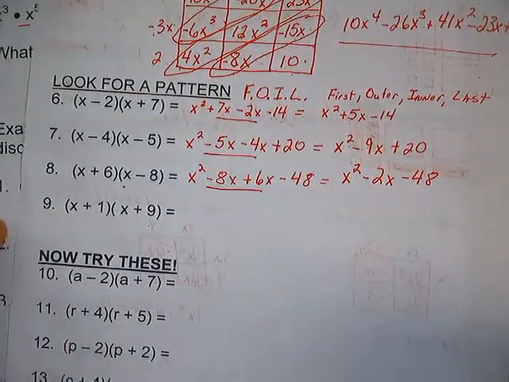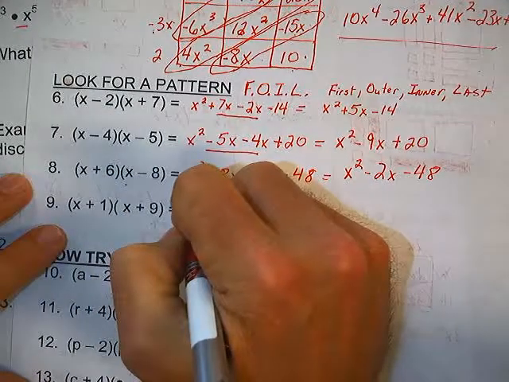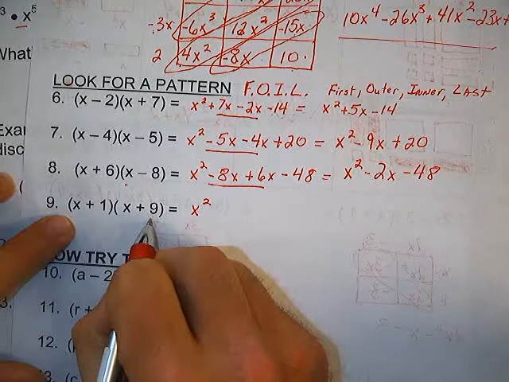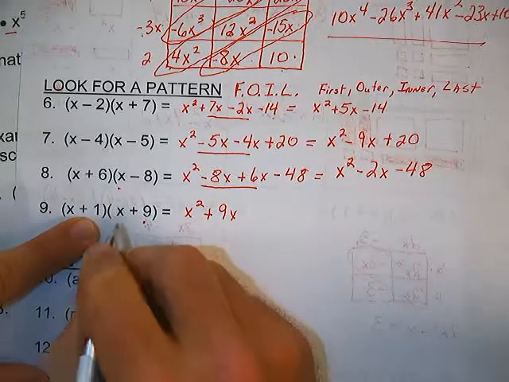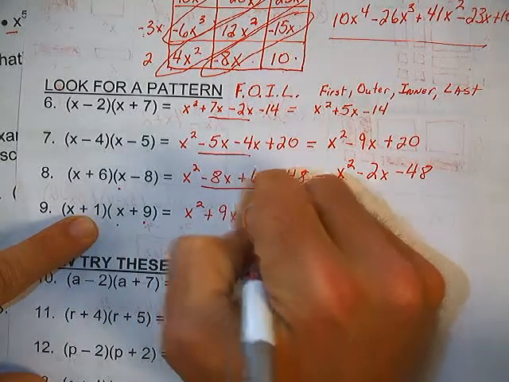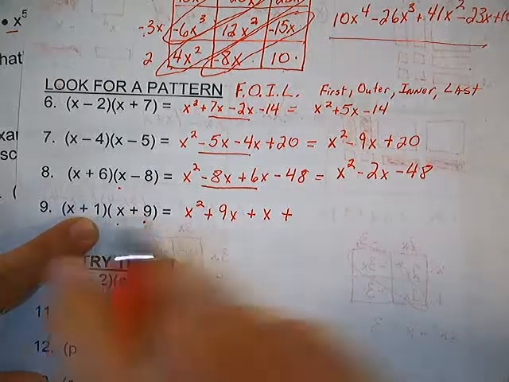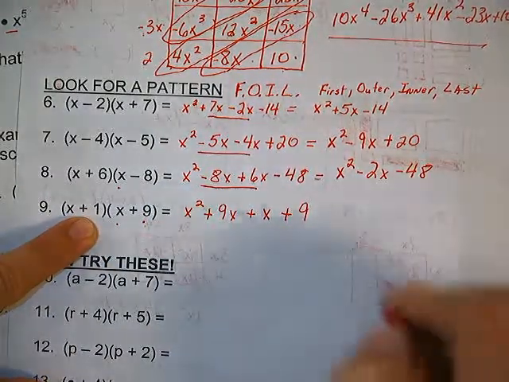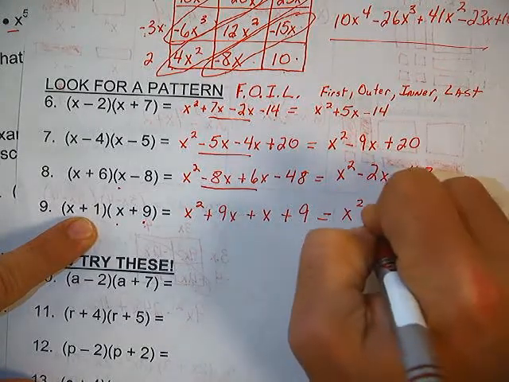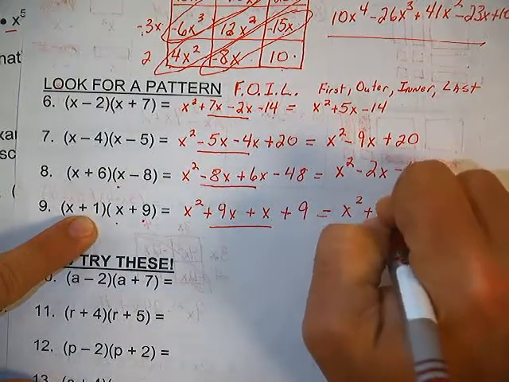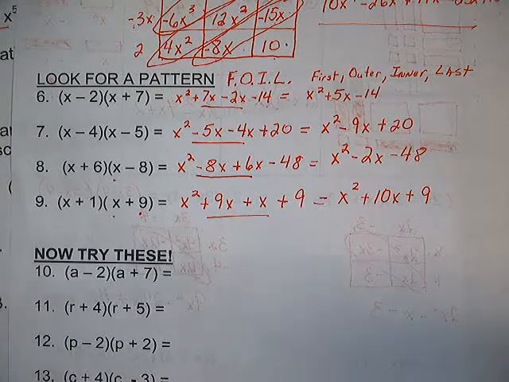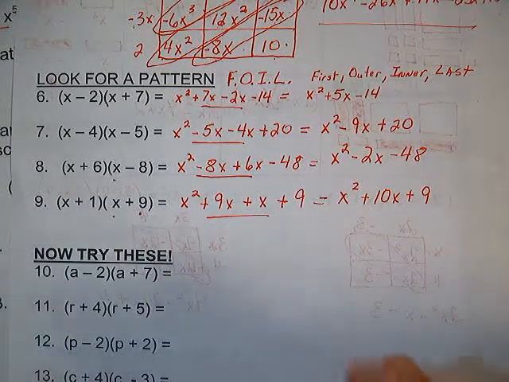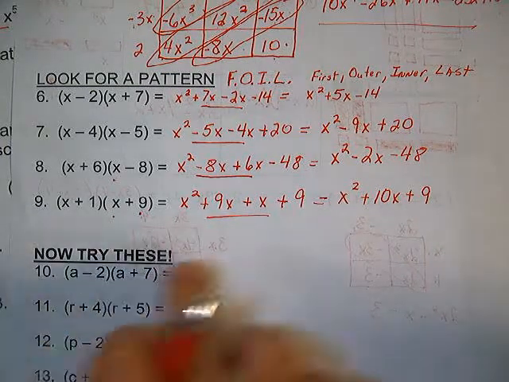Okay, number 9. FOIL first. X times x. X squared. Outer. Okay, 9 times x is 9x. Inner. 1 times x is 1x. Last. 9 times 1. 9. Combine like terms. X squared plus, that would be 10x plus 9. Okay, once again, like I said, the box method or FOIL just works with binomials. Okay, now we have binomials.